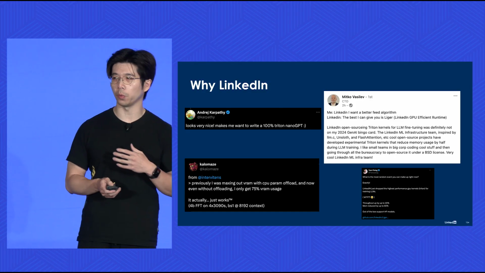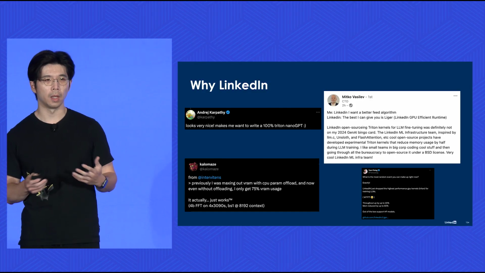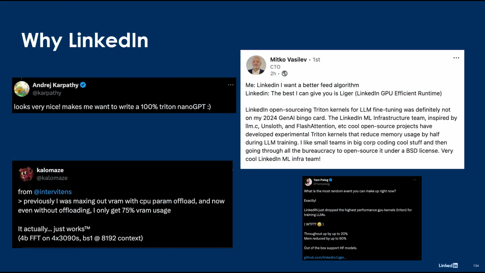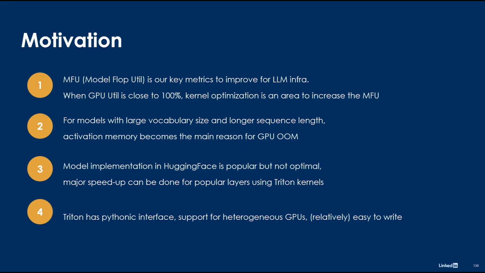Okay, when we first open sourced it, we received some pleasant surprises from the internet. People were wondering why LinkedIn was working on this. Maybe they were expecting LinkedIn to publish a better feed ranking algorithm, but we just shared kernels that can cut memory usage by a huge percentage. We also got some good comments from AI influencers saying they were even willing to try implementing NanoGPT with Triton 100%. So what's the real motivation behind the scenes for building Triton kernels?